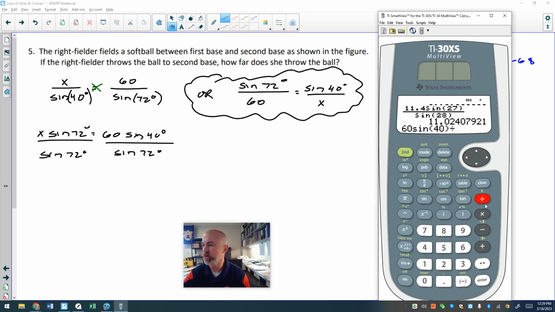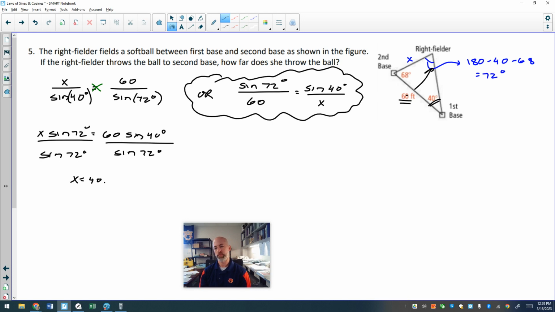Not a problem. If I do it this way, it's okay because the calculator understands the order of operations. It just doesn't look as pretty in the input. I'm going to hit enter, and I'm getting 40.55 for my answer. And 60 is larger than 40.5, and the angle opposite 60 is larger than the angle opposite 40.5. So I am happy with that.